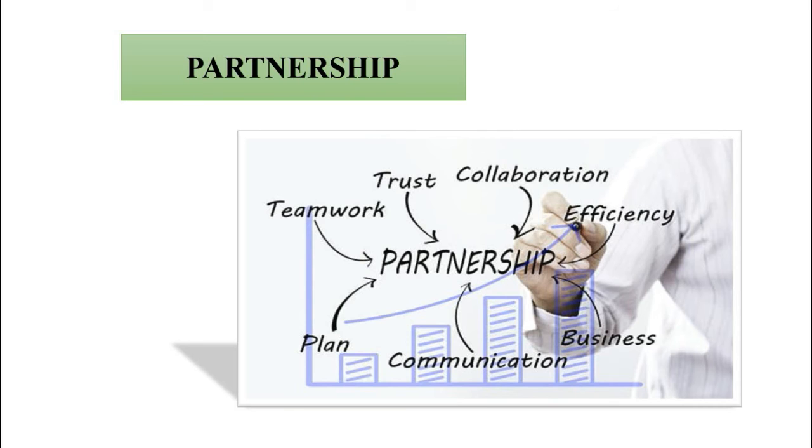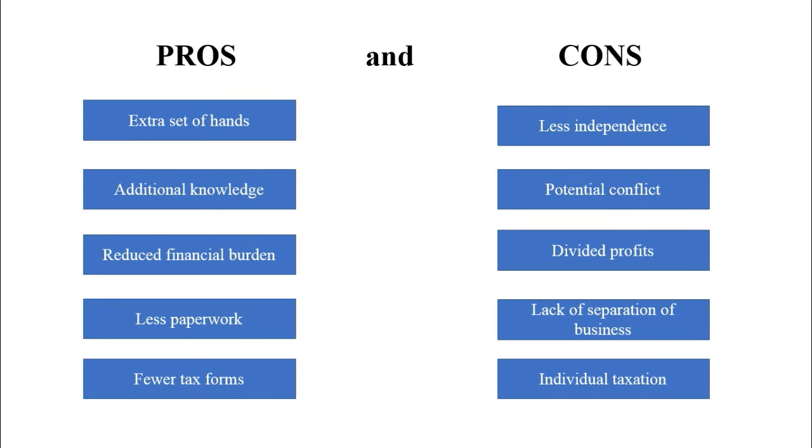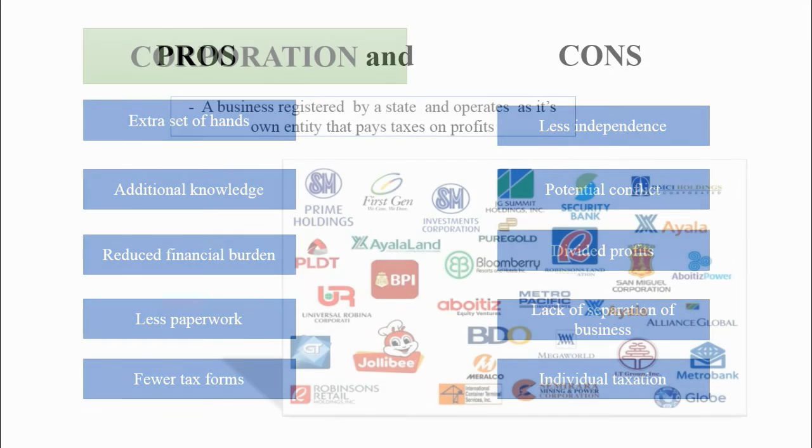Pros and cons. The pros of this organization: an extra set of hands, additional knowledge, reduced financial burden, less paperwork, and fewer tax forms. And the cons: less independence, potential conflict, divided profits, lack of separation of business, and individual taxation. So those were the cons.